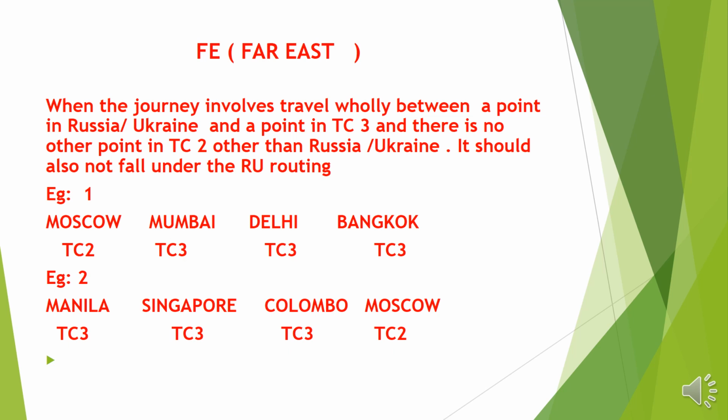But if you have a Japan or a Korea coming after Moscow or before Moscow, then the global indicator will be RU. So not to forget, if Japan, Korea is on the journey, there is a possibility of using RU. If Japan, Korea is not on the journey, RU is ruled out.